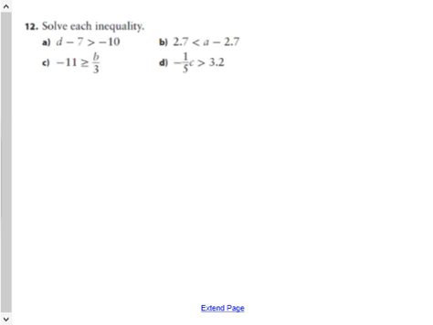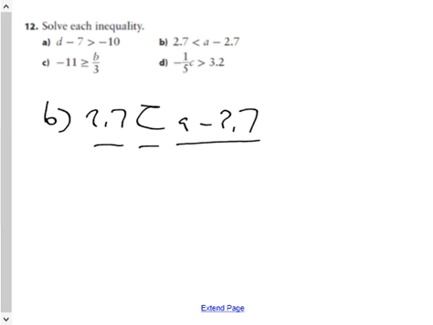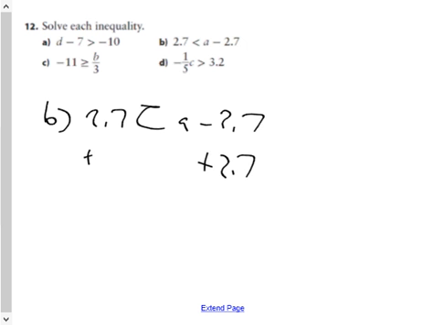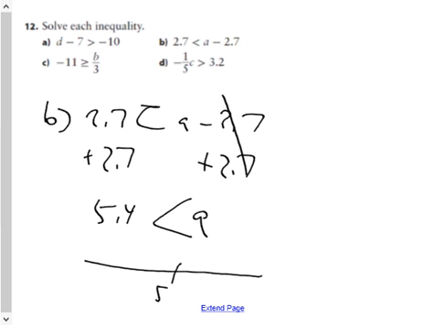For question B, it says 2.7 is less than A minus 2.7. Or I want to read it, A minus 2.7 is greater than 2.7 is probably the better way to read it. So I'll keep it like that. I'm going to add 2.7 to both sides. I'm going to get any value greater than 5.4. 5.4 goes here, 5.3 goes here, 5.5 goes here. And any value greater than 5.4, open boundary, and any value greater.